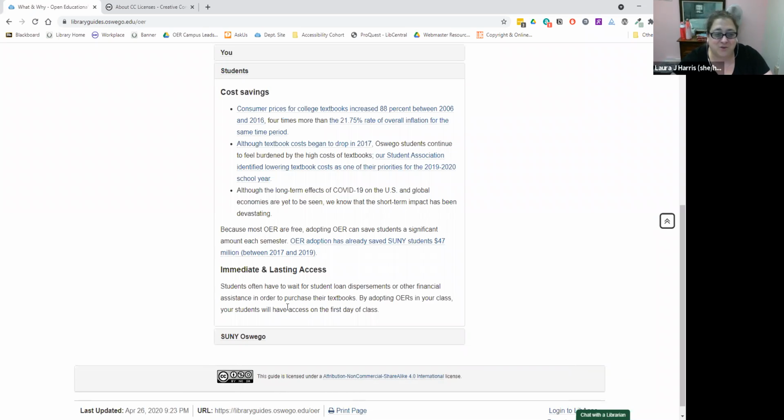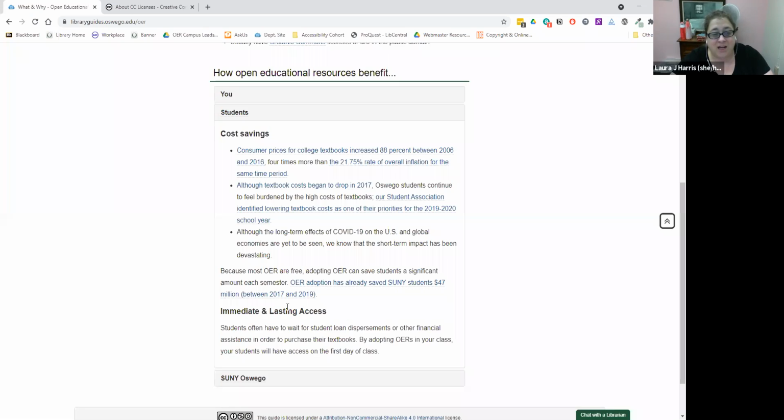And one of the other things, of course, is that it is lasting access. Students will always have access to it. And it's immediate, which I know just working at the library is a concern. We always have students at the beginning of the semester coming to the library and saying, do you have my textbook? And we always have to say, oh, we don't have the current version, but we have the version from last year or 3 years ago.